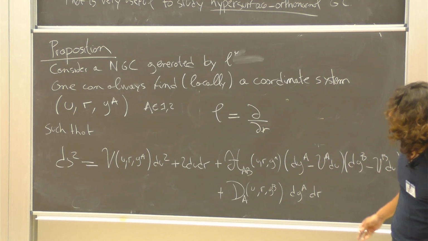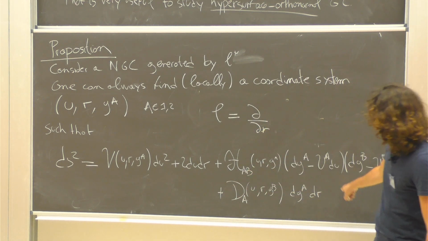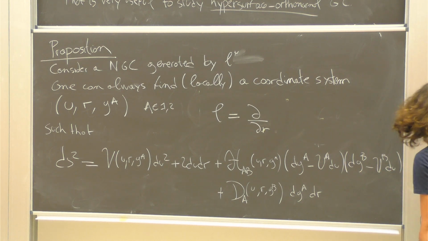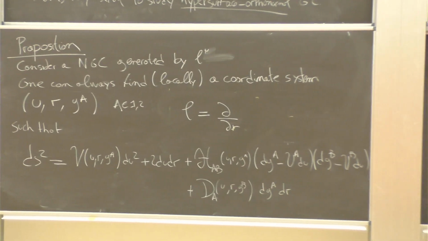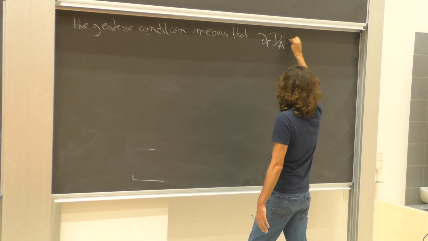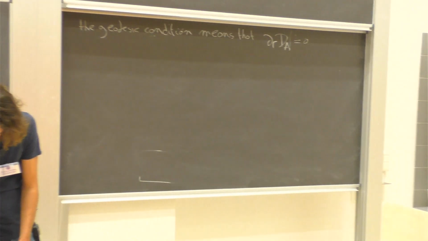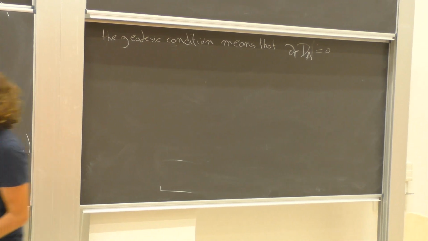The fact that it's null geodesic: you see dr, dr, there is no dr squared term, so it's null. And the fact that it's geodesic means the following: the curly d coordinates actually cannot depend on r. So it only depends on u and y^a.